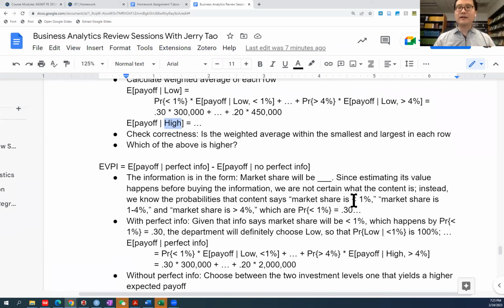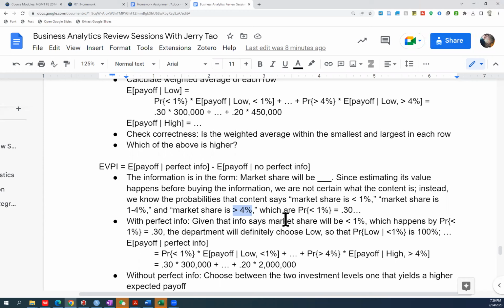Either it's smaller than 1%, between 1 and 4%, or larger than 4%. It can be either of these 3, right? But remember that when we buy this information packet from the consultant, we don't know the content. You must pay this cost before opening the packet, right? So it's like a blind box.